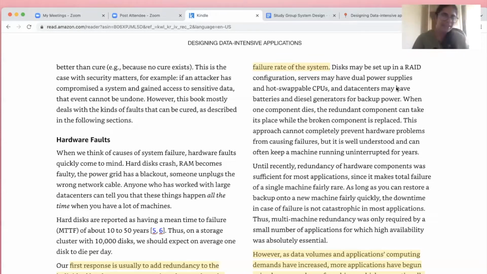Anyway, basically, the bottom line is that failures are expected, and you should fail gracefully and be able to recover once the failure is handled and the root cause is found. But yeah, the book also is saying you should always have hardware redundancy, like RAID and stuff.